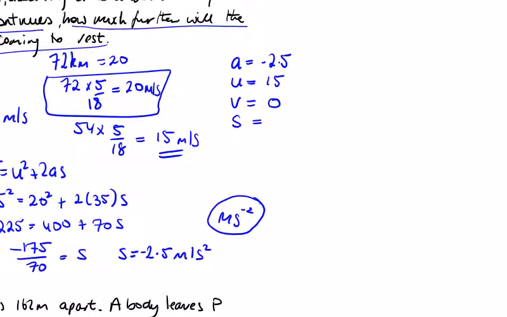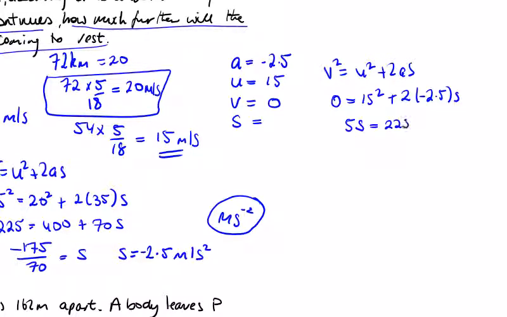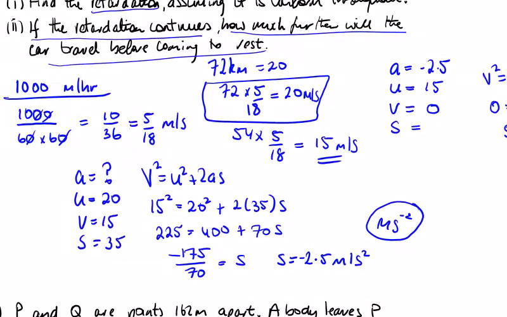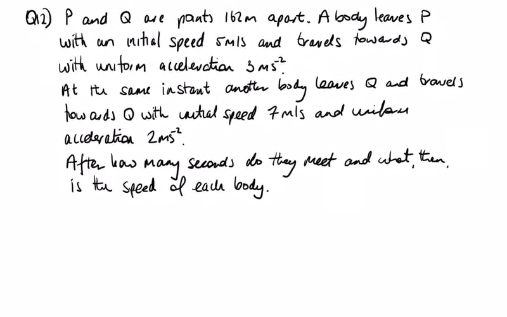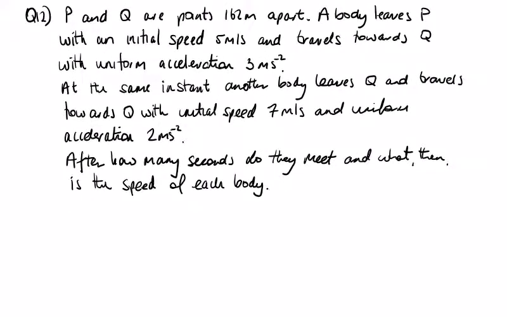v squared again is equal to u squared plus 2as. So 0 is equal to 15 squared plus twice minus 2.5 times s. So 5s is equal to 225. s has to be then 225 divided by 5, which is 45 meters. We're nearly there with this one. I know I said I'd keep the video short, but this one's going a little bit over my 20-minute max.